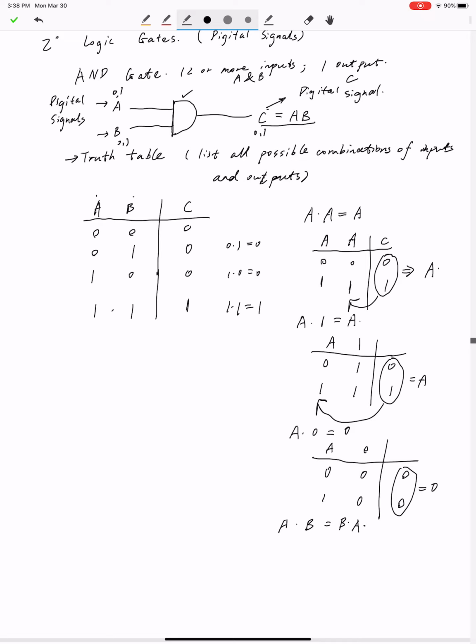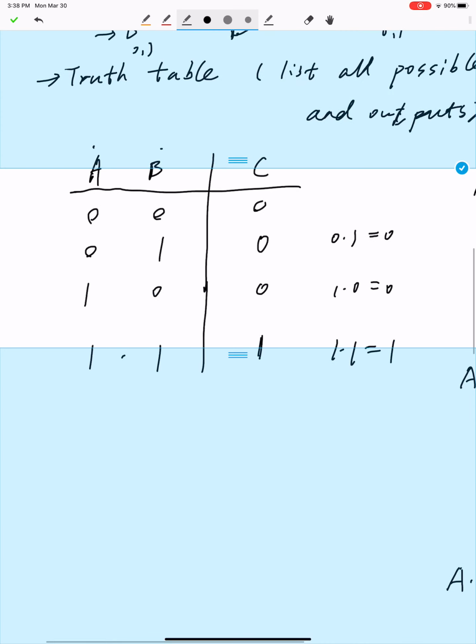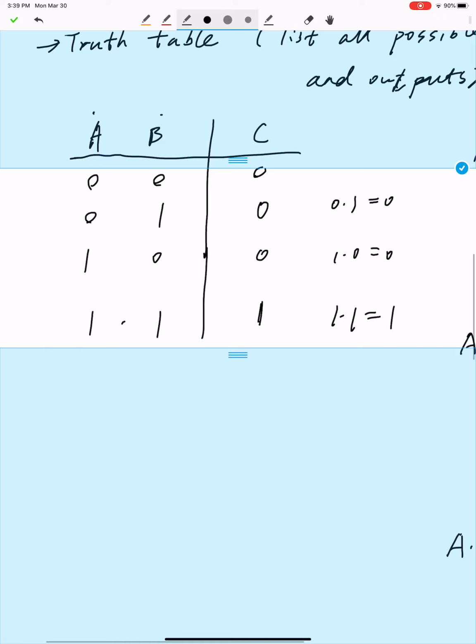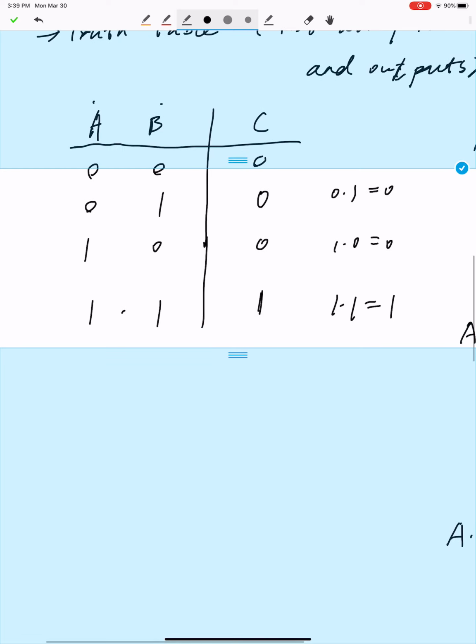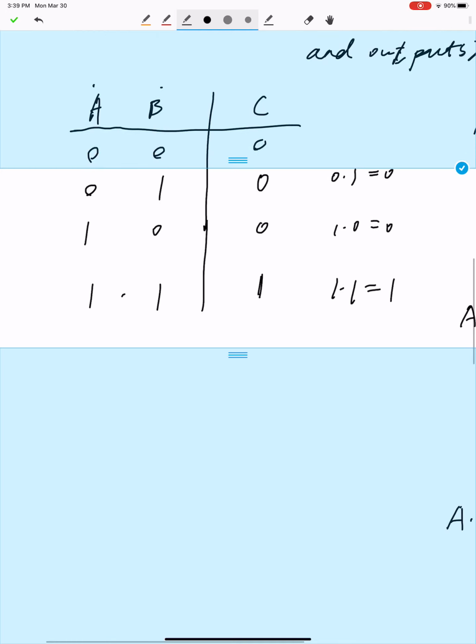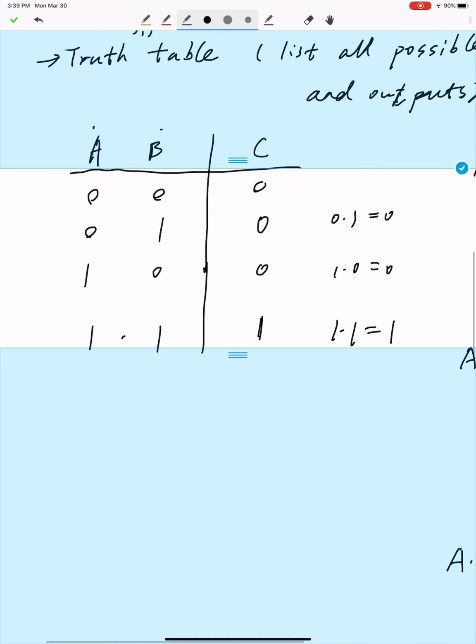Okay. Based on the functionality of the AND gate, the output equals A times B, which means for the first row, 0 times 0, the output is 0. For the second row, 0 times 1, the output is 0. Third row, 1 times 0, 0. 1 times 1 is 1, right?